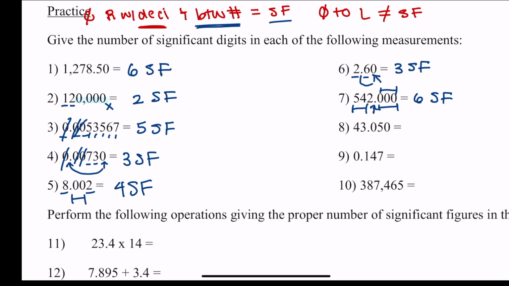Okay, next we need to consider these zeros. This 0 right here is between 3 and 5. This 0 is to the right of the decimal. Our first rule right here said those zeros are going to be significant. So if we add them up and count how many sig figs there are, there's going to be 5 sig.